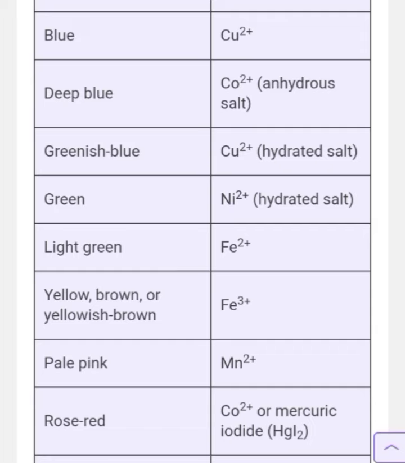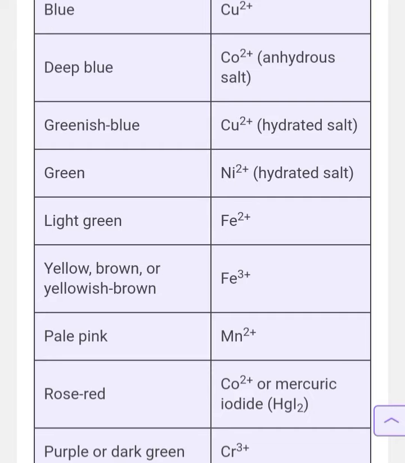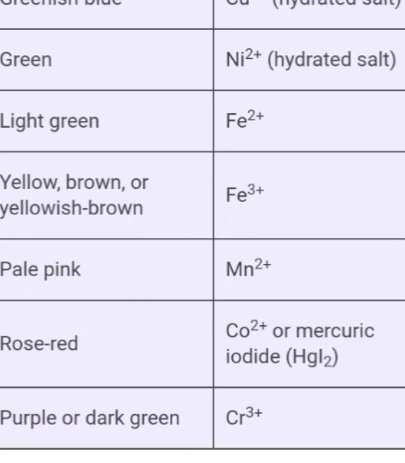Then we have manganese 2 plus. Then we have cobalt 2 plus again, the hydrated one. You can see this cobalt and the first one we did that was deep blue. That first one was the anhydrous salt, but this one is hydrated. That's the difference between the two, so take note of that, very, very important. That is the color. Iron 2, iron 3, then manganese 2 plus.